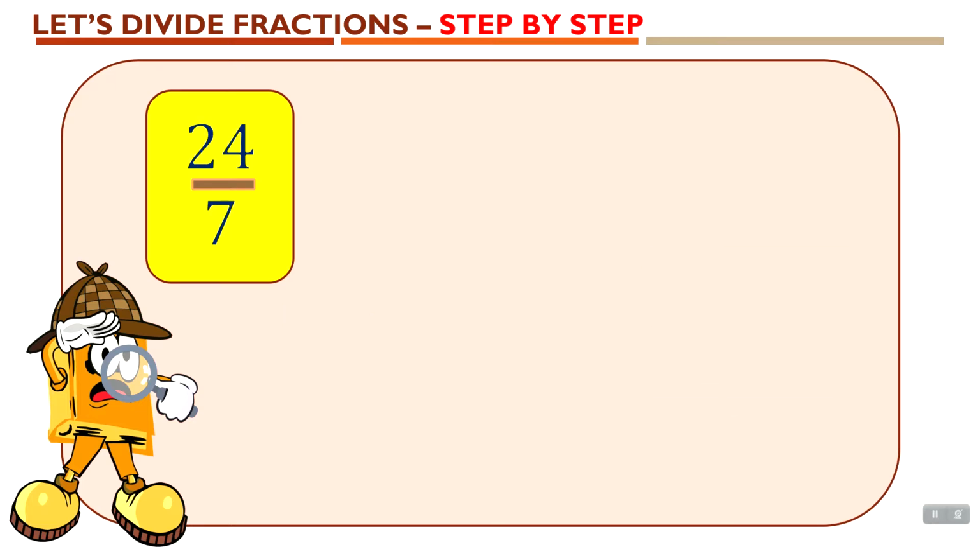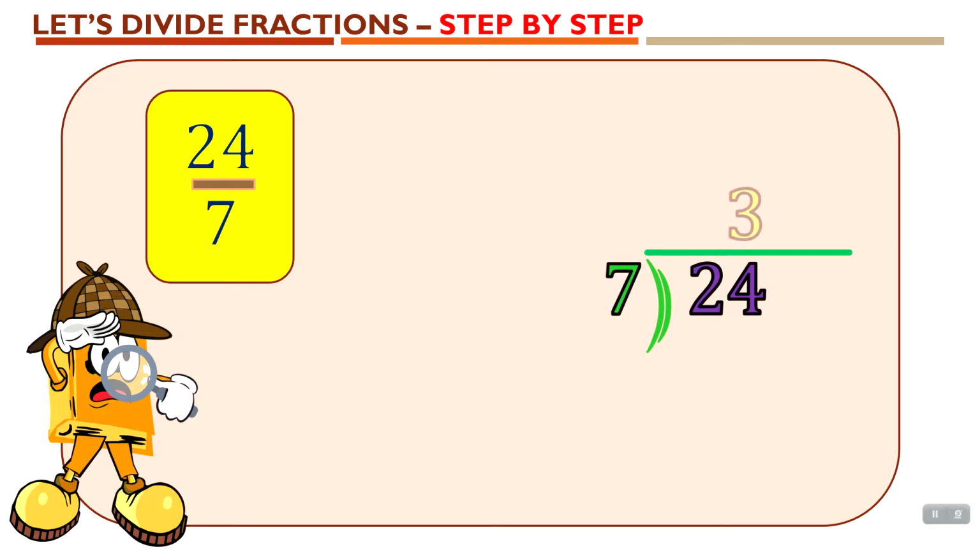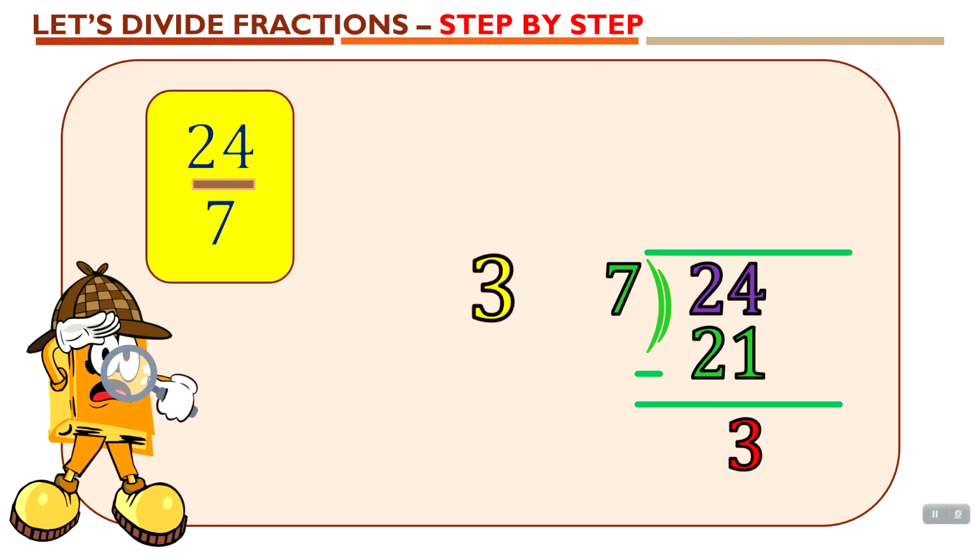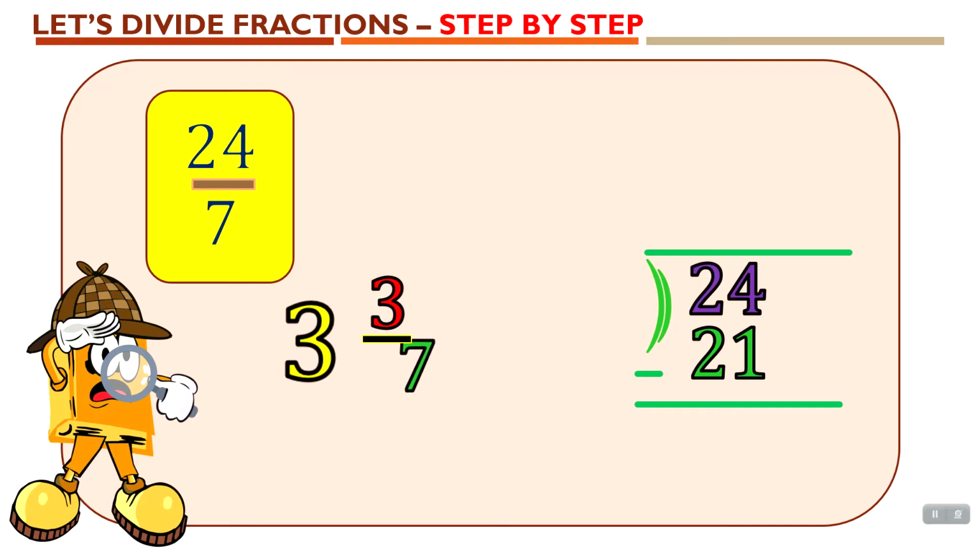The last example, 24 over 7. We can convert this improper fraction into a mixed fraction by dividing 24 by 7. 7 into 24 goes 3 times. In my 3 times table, I know 3 times 7 is 21. 24 take away 21 is 3. And we get 3 and 3 over 7 as our mixed fraction that represents 24 over 7.